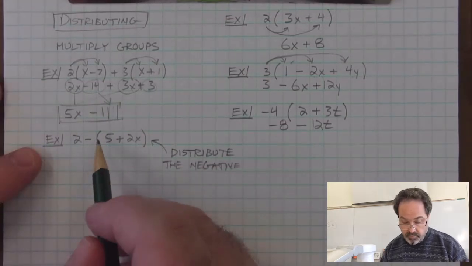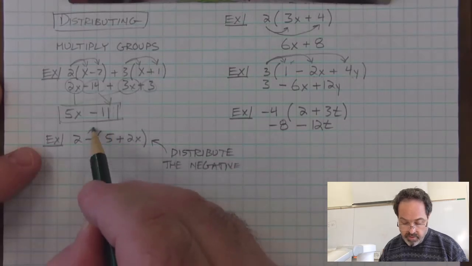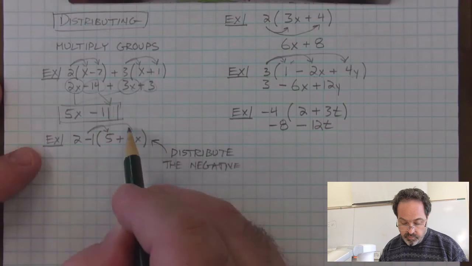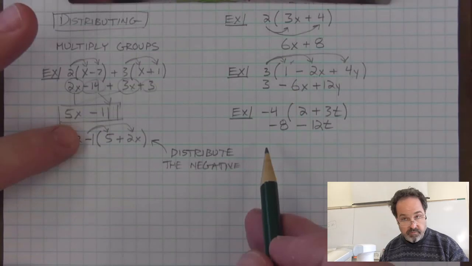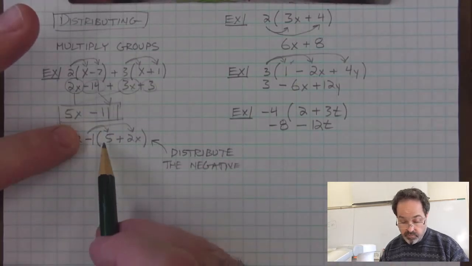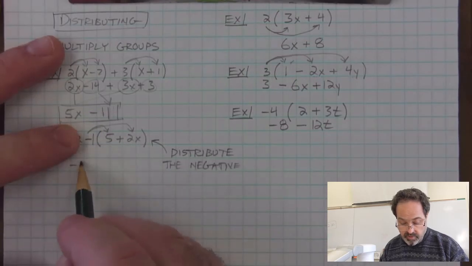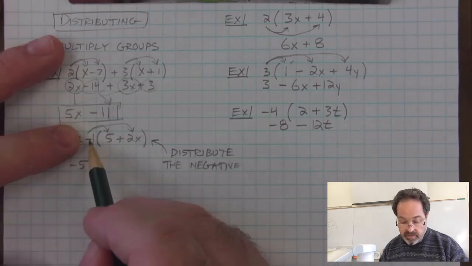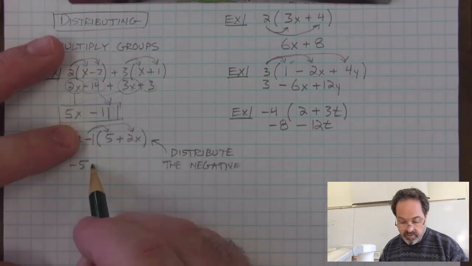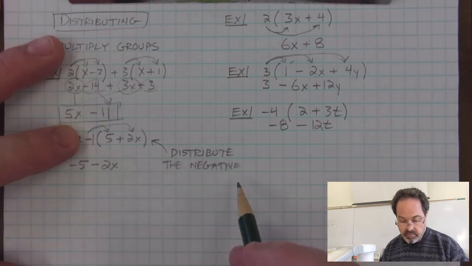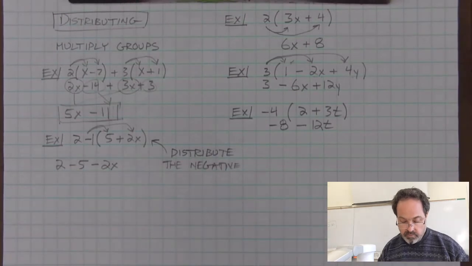So what we have here is a problem in which we're going to think of there being a negative 1 here that is multiplying each term in our group, just like we've been doing. So we're going to ignore the 2 that's out in front and do the distribution first. Think of this as a negative 1 times 5, which makes it a negative 5. And then a negative 1 times a positive 2x, which makes it a negative 2x. And now the original problem had a 2 out front that we can include.